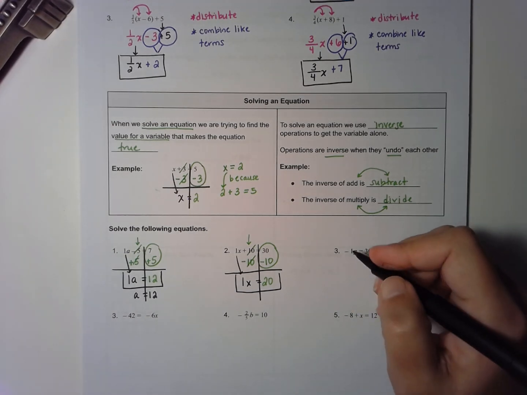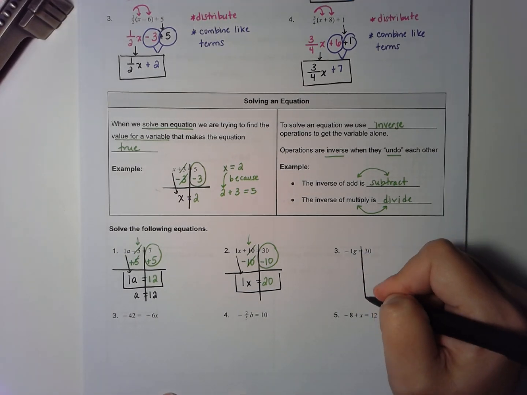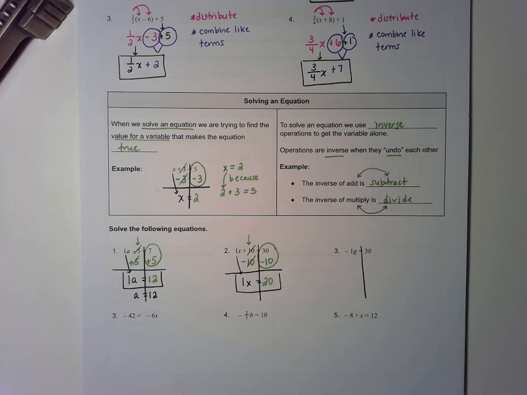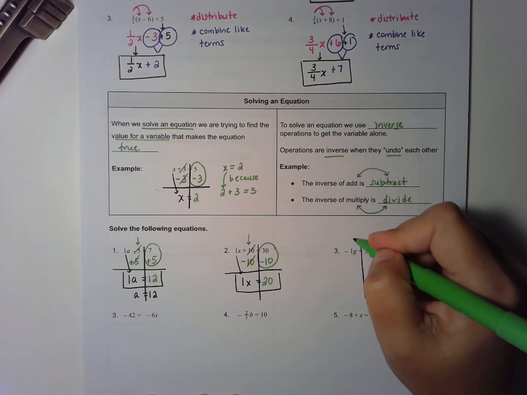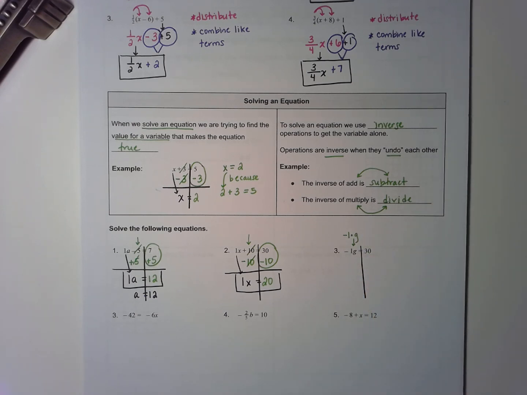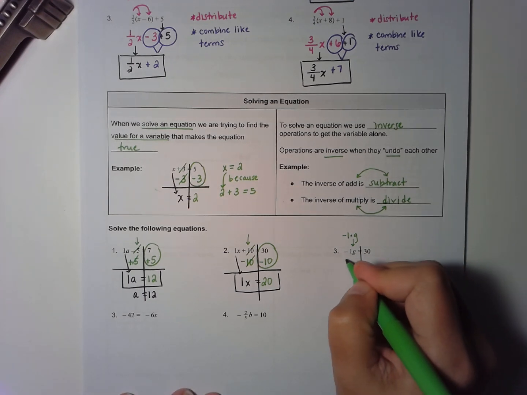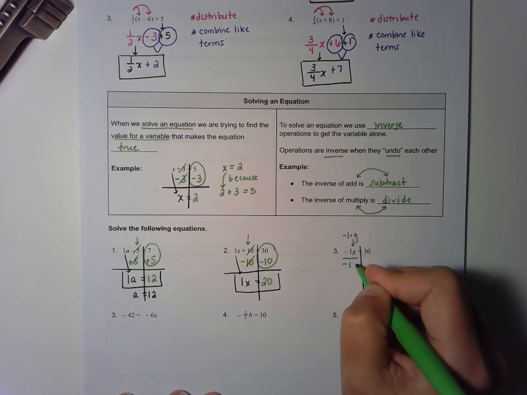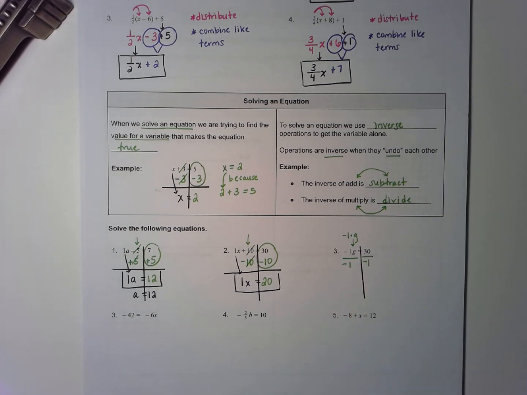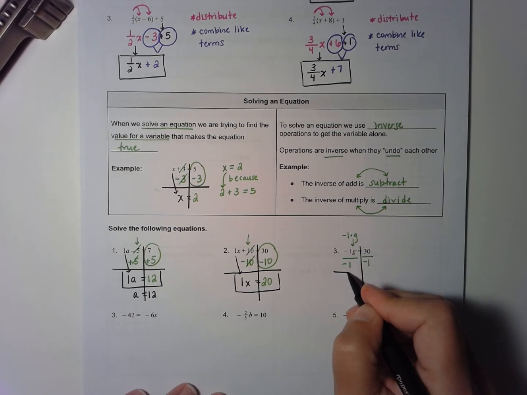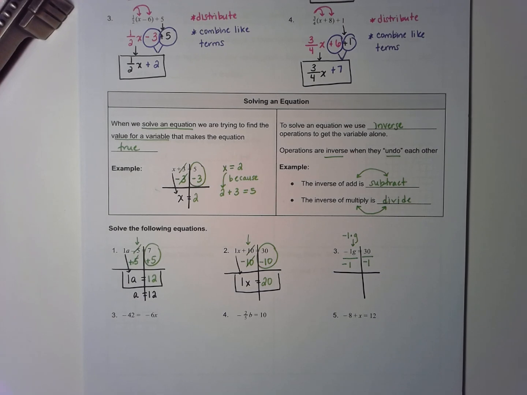For problem number 3, again, I'm going to start by drawing a line through the equal sign. Now this one's a little different because this means multiplication, because there's no symbol there. There's no plus, there's no minus, there's no nothing. The inverse of multiplication is division. So in order to get g by itself, I need to divide by negative 1, because the opposite of multiplying by negative 1 is dividing.